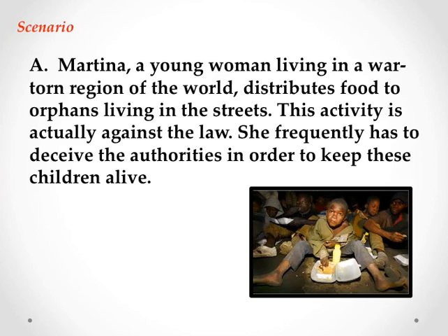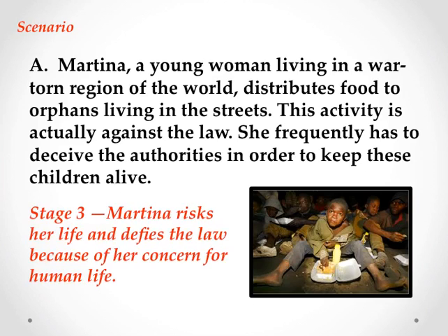Now, what level of moral thinking is Martina functioning on by helping these orphans, although it's against the law? Martina is risking her life and defying the laws because of her concern for human life. This is a stage 3 or post-conventional morality. She's not concerned about the societal laws. She's not concerned at what's in it for her. She's functioning on a higher moral thinking.